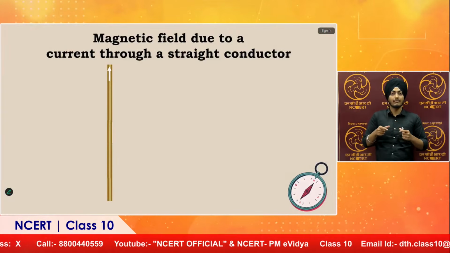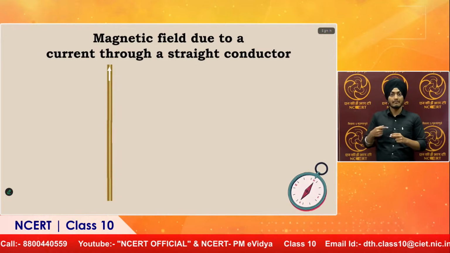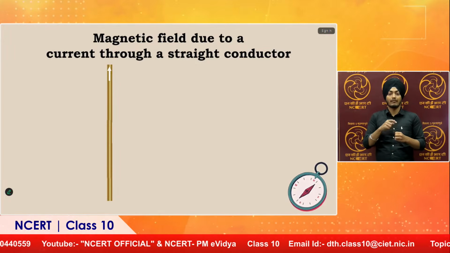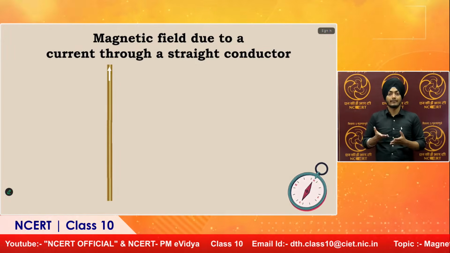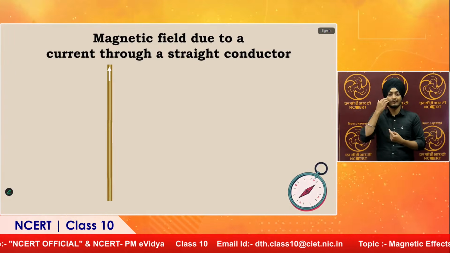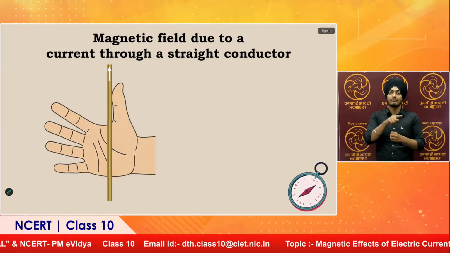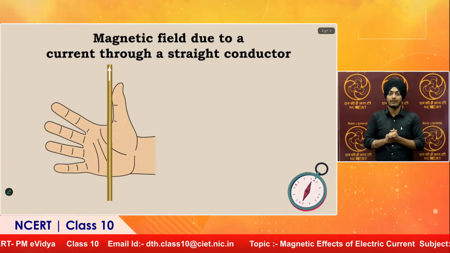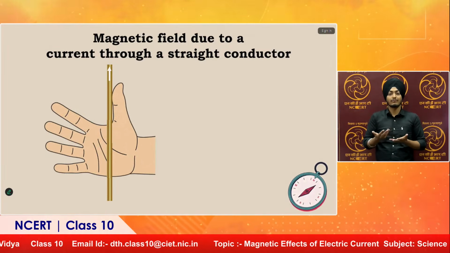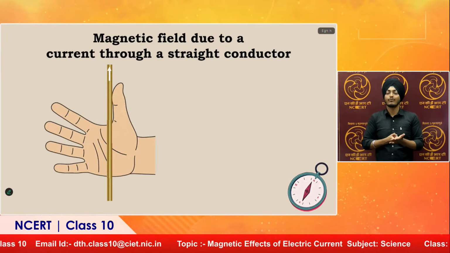Yes. If you take a straight conductor and a current I is passed through this straight conductor, a magnetic field is produced around this conductor. That everyone knows. But what about the direction of the magnetic field? If you keep your palm like this, we can call this rule the right hand thumb rule.